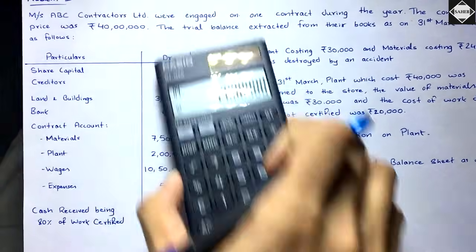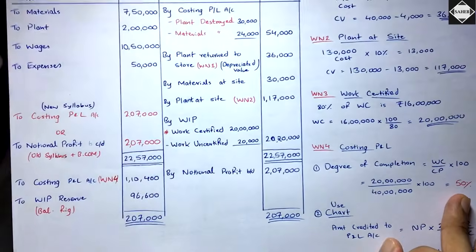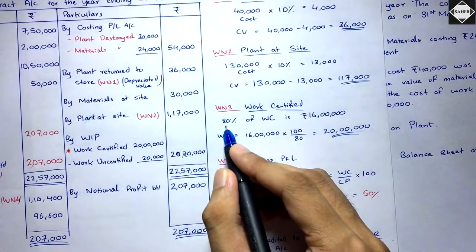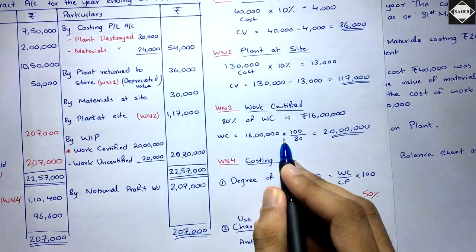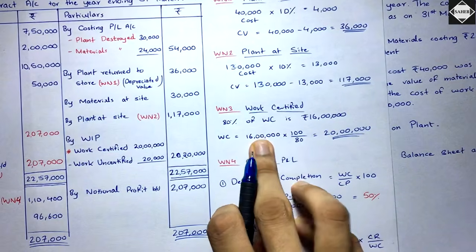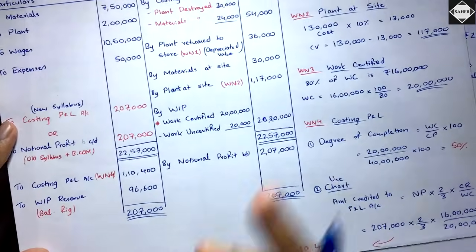So 20 lakh is what? 20 lakh is the work certified. Did you get that? Simple. That's how you have to calculate the work certified. See here, 80% of work certified is 16 lakh. What you have to do? 16 lakh into 100 by 80. This is 80%. We need 100. 16 lakh into 100 divided by 80. That's your 20 lakh work certified, the entire figure.